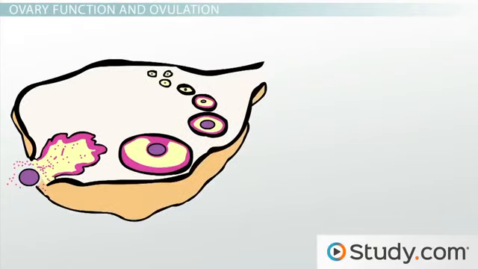In humans, oocyte development occurs in the ovaries. Each oocyte is surrounded by a number of follicle cells to create a follicle.